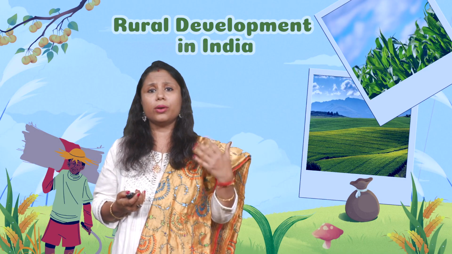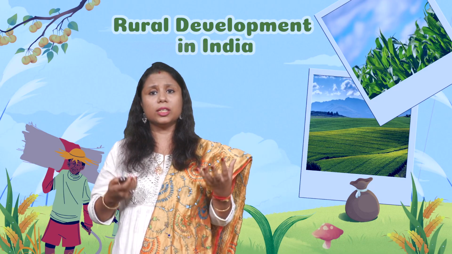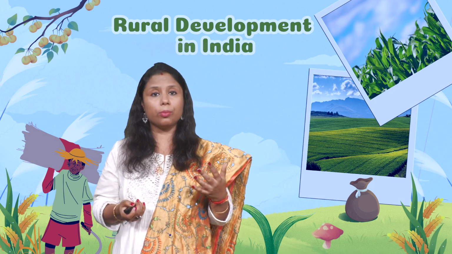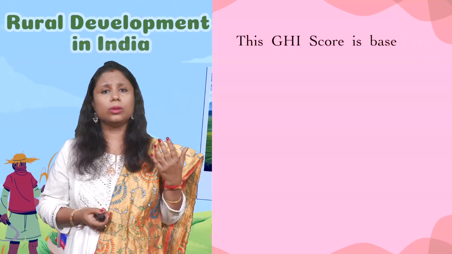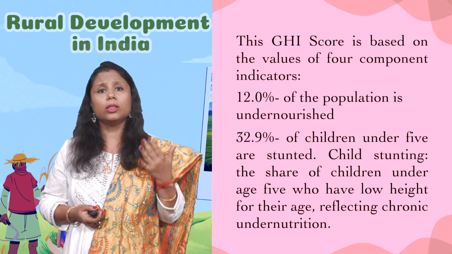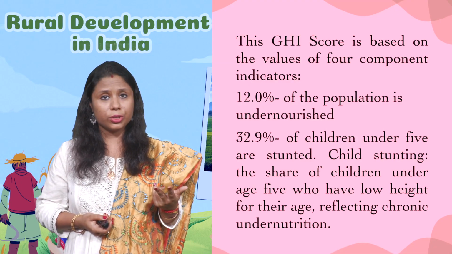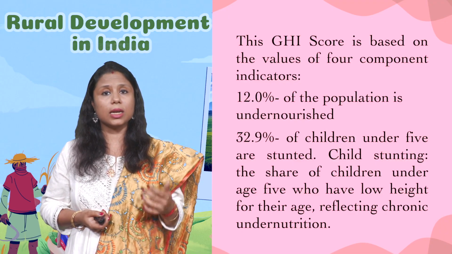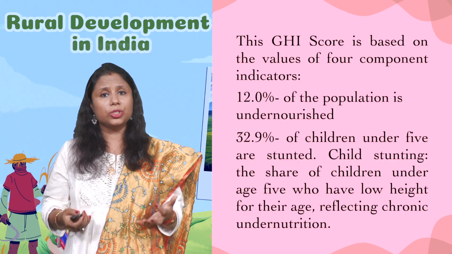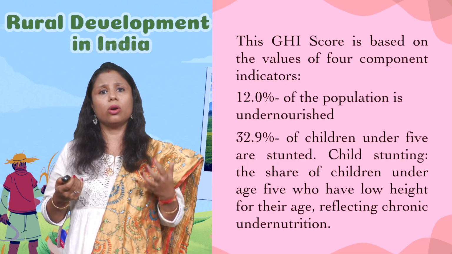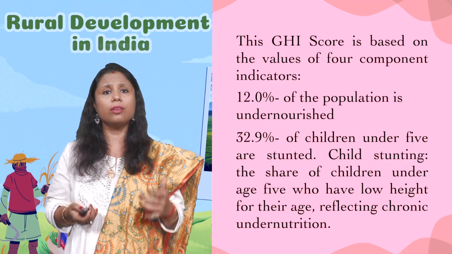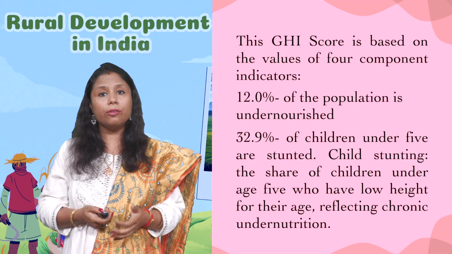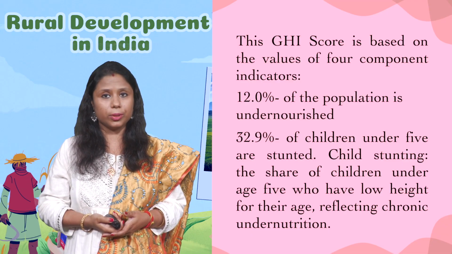Now, this Global Hunger Index score is based on the values of four indicators or four major components. That is, 12% of the population in our country is undernourished. Then 32.9% of the children under the age of 5 are stunted. Now, what is stunting? Child stunting means the share of children under the age of 5 who have lower height for their age, reflecting chronic undernutrition.